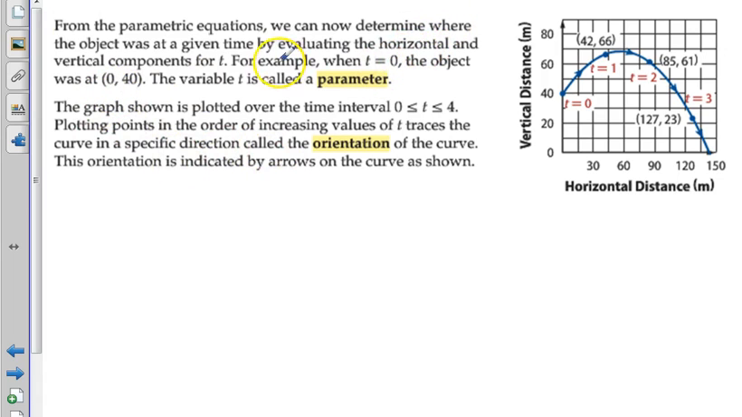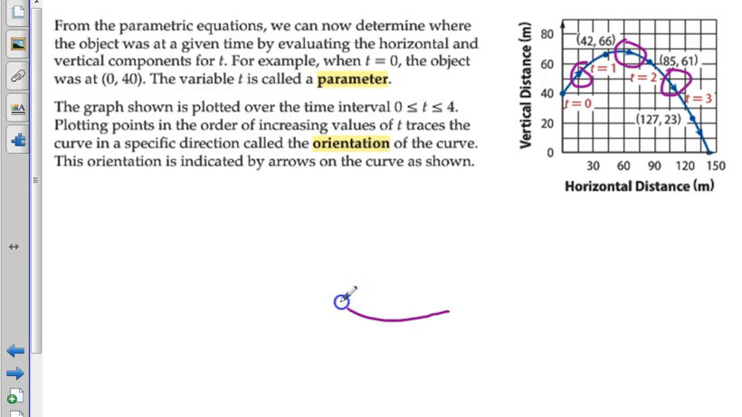For parametric equations, we can determine where the object was at any given time by evaluating the horizontal and vertical components. For example, when time was 0, the object was 40 feet up. The variable t is called a parameter. This is graphed over the interval 0 to 4. Can you see these little arrowheads in here? It's showing the orientation or path of the ball, that it started and went this way.